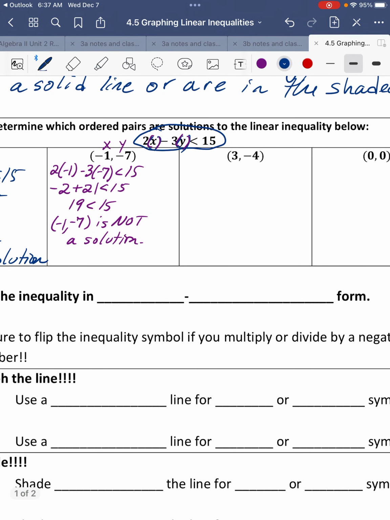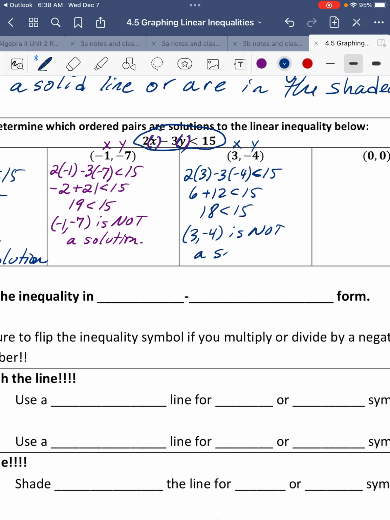(3, -4). Let's try that one. X, Y. So we have 2 times 3 minus 3 times negative 4 is less than 15. We have 6 plus 12 is less than 15. 18 is less than 15. No, it is not. So (3, -4) is not a solution.